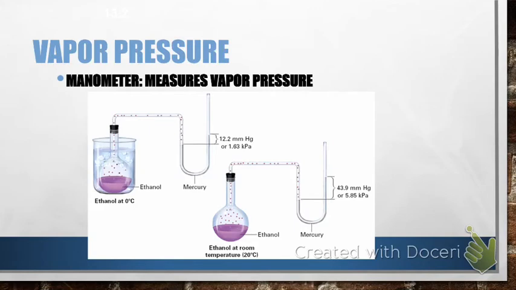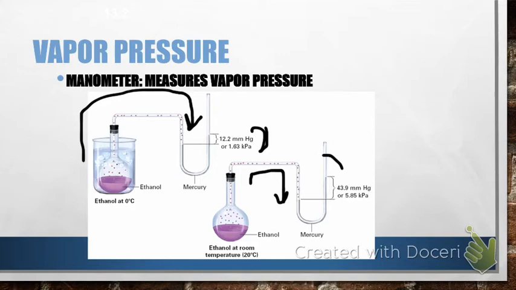We can see here that we have ethanol on ice at 0 degrees. The molecules are changing from liquid state to the vapor and putting pressure on the mercury, causing a small change in the level of mercury here. But if we put the ethanol at room temperature, we have more molecules leaving the liquid, going into a vapor, putting more pressure on our mercury, so we get this bigger change in vapor pressure.